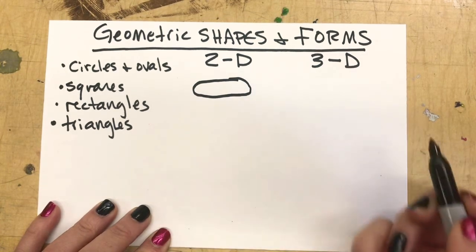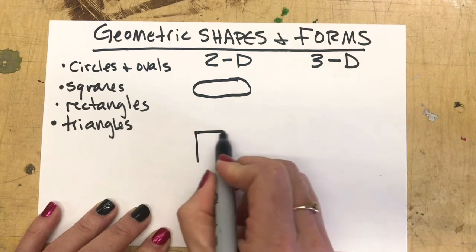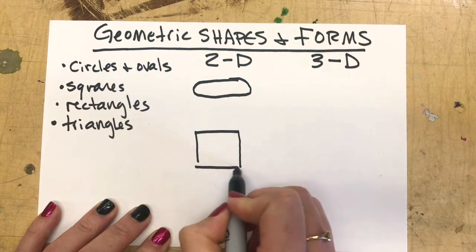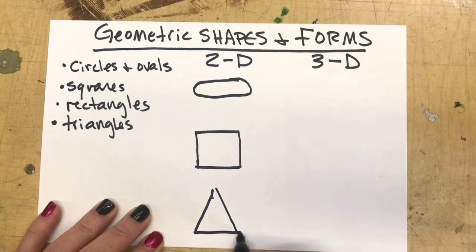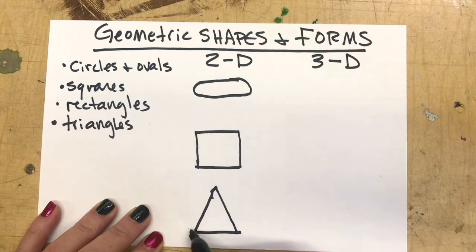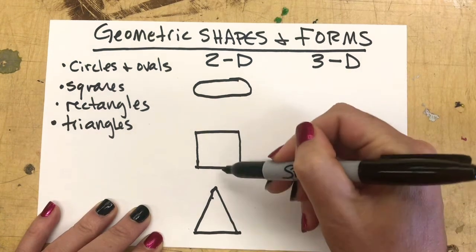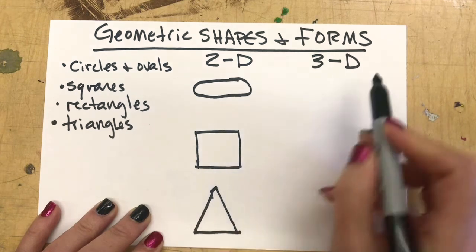So this is an oval. It's not a great oval, but it's an oval. And then a square, and then a triangle. A triangle is, or a shape is, a line that encapsulates an entire space, and it has length, so it goes up and down, and it has width, so it goes left to right.